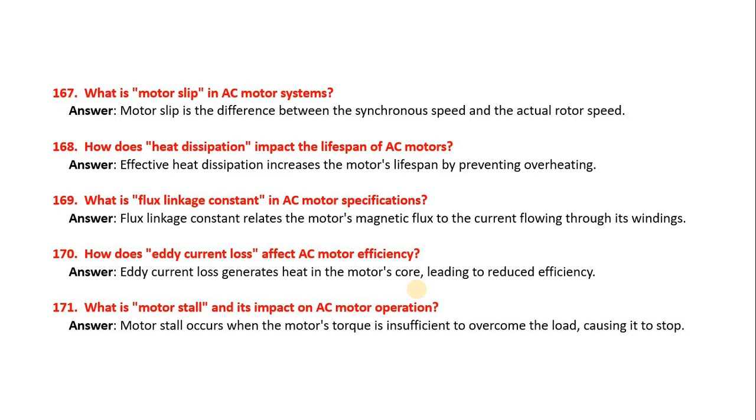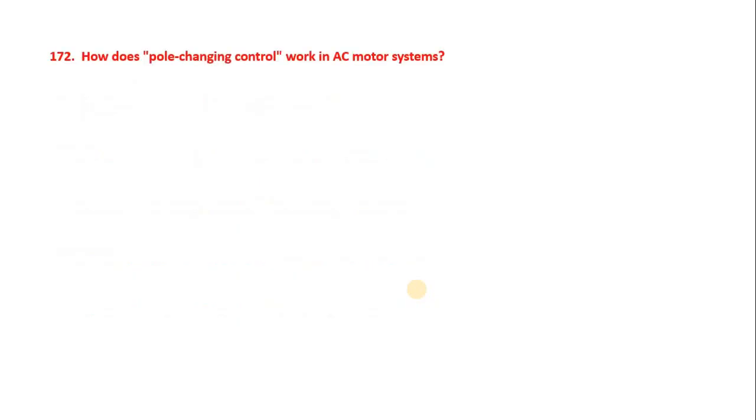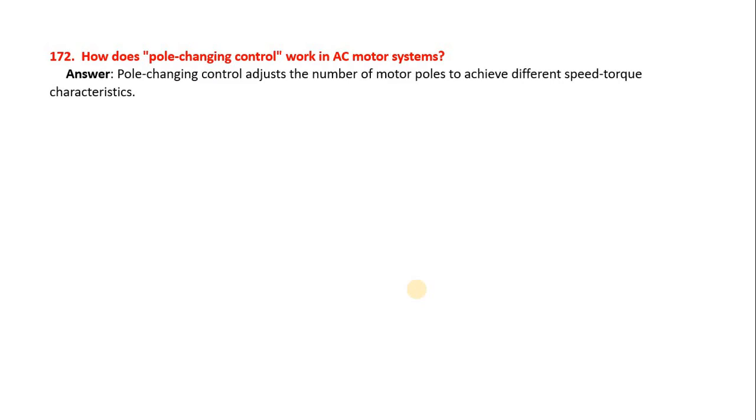Motor stall occurs when the motor's torque is insufficient to overcome the load, causing it to stop. How does pole changing control work in an AC motor system? Pole changing control adjusts the number of motor poles to achieve different speed-torque characteristics.